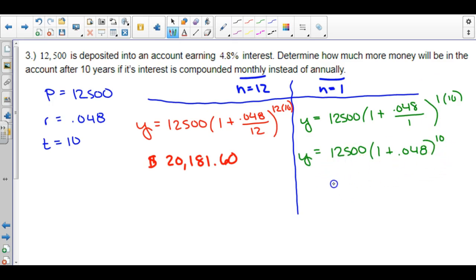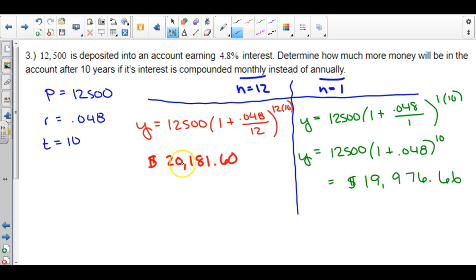So if we type this into the calculator, I'm going to end up with a balance of $19,976.66, so it's less. The question asks how much more would be in the account if it were compounded monthly rather than annually, and it is not much more.